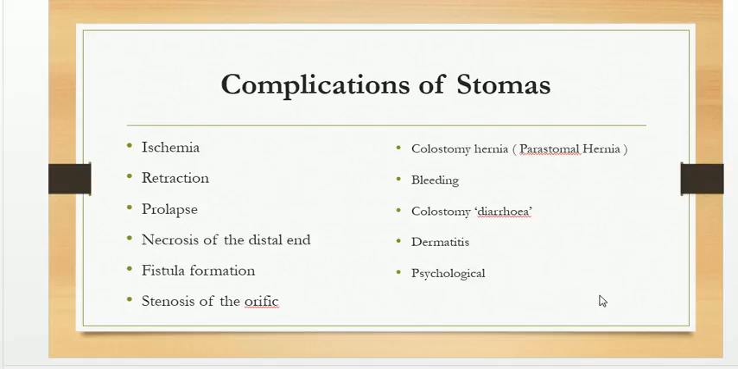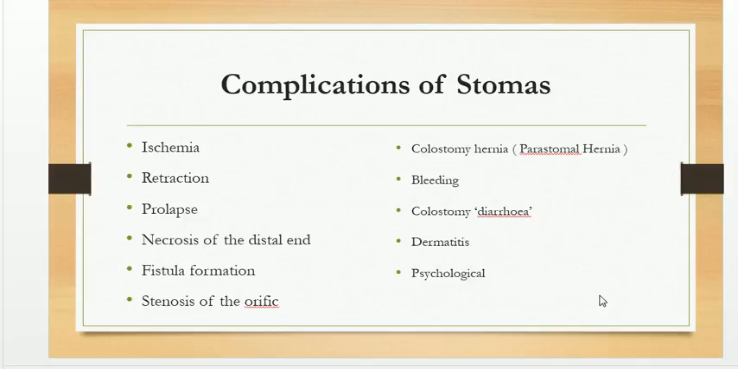Another aspect of stoma is the different complications of stoma. One complication which can occur with stoma is ischemia, as I told you. When we bring the ileum or the colon outside as an ileostomy or colostomy, it should be tension free and well vascularized. So ischemia is one complication. The stoma becomes gangrenous. Another complication is retraction. If it's not properly mobilized, there is tension on the stoma, then it will retract. Retraction of stoma is another complication.